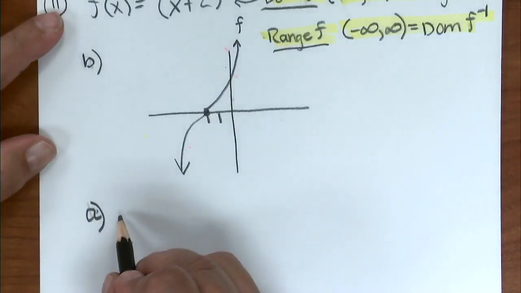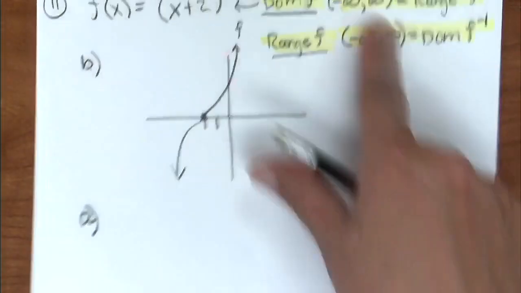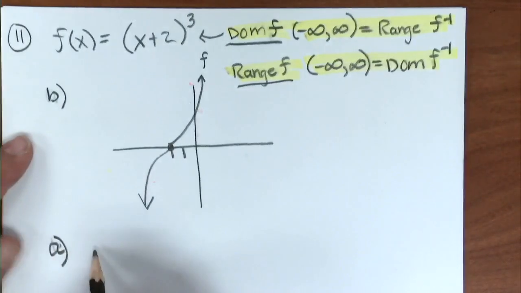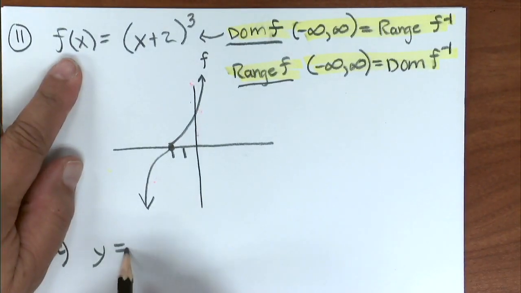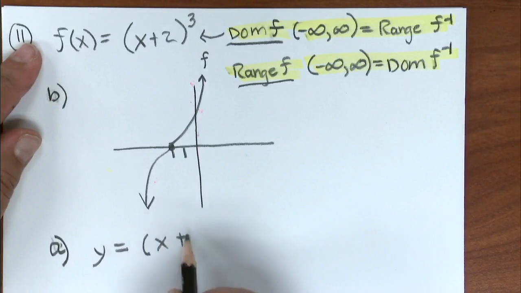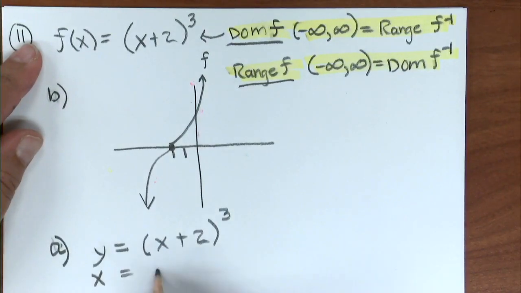Okay, so inverse. Now let's find the inverse and dump the inverse onto this graph. If I would have dumped it on there too soon, it would have complicated me finding all of this. Okay, so here's the inverse. It's y equals (x plus 2) cubed. Switch the x and the y.